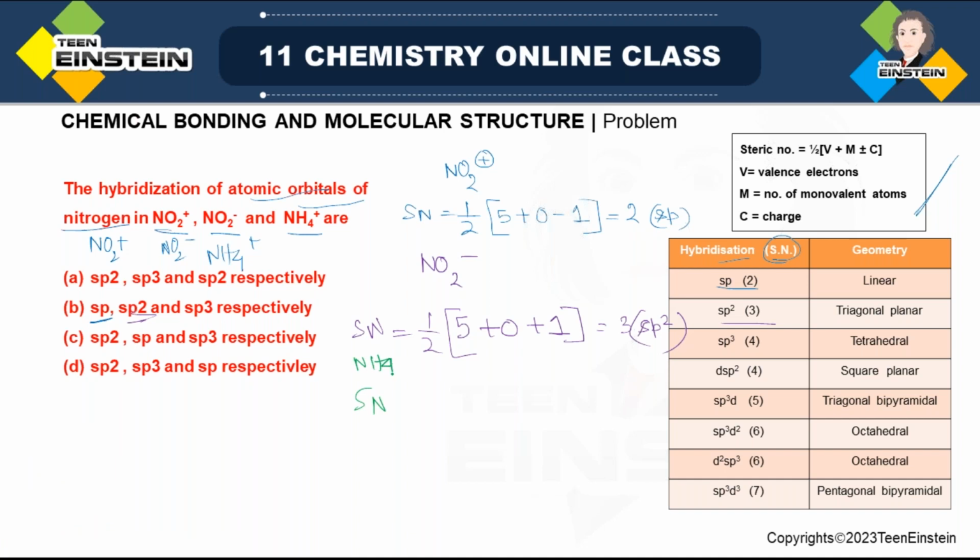For ammonium ion, again 5. Now for hydrogen you have to write. Positive charge, you have to subtract. So 9 minus 1, 8. 8 by 2, 4. So correct option should be the second option, right? So you have to utilize this table, that is hybridization, steric number, geometry.